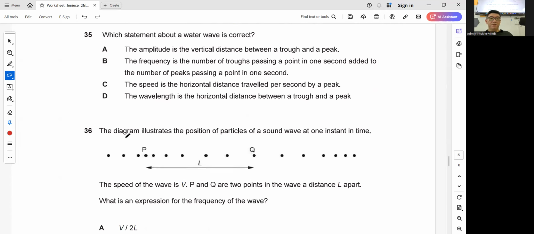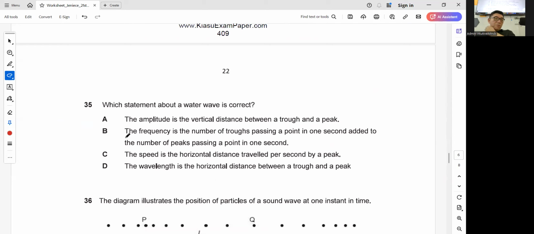All right. Moving forward. Which statement about water wave is correct? Amplitude is the vertical distance between a trough and a peak. No. Amplitude is the maximum displacement. That would be half of the vertical distance. Because vertical distance would be like this, whereas the amplitude will be here. So number 1 is wrong.